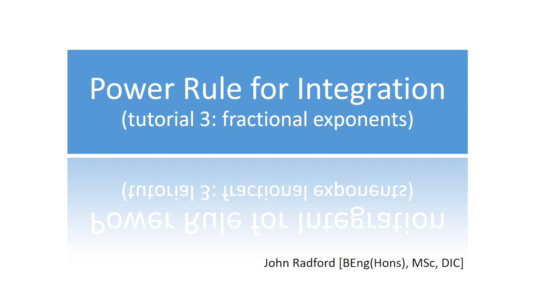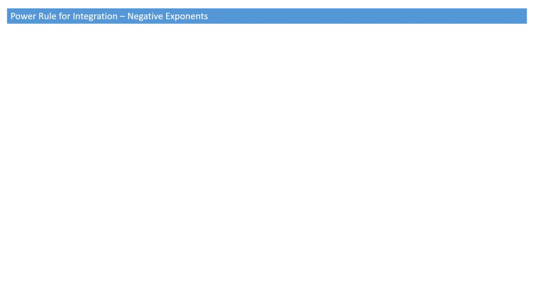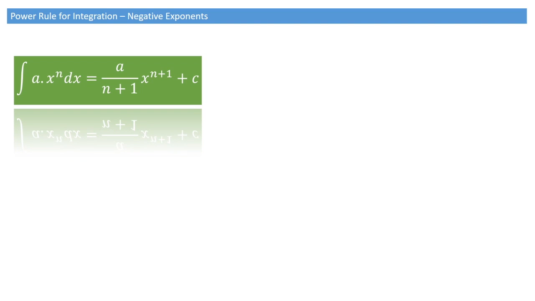In this video, we carry on with the power rule for integration, and this time we're going to see how to integrate things like the square root of x or the cubic root of x. As a quick reminder, the power rule for integration states that the integral of a times x to the power of n is equal to a over n plus 1 times x to the power of n plus 1 plus some constant of integration, c.